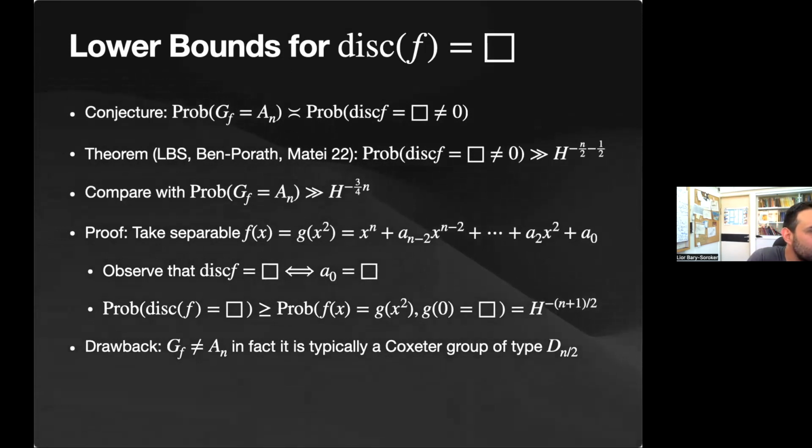I'm trying to see. Pavel, are you nodding? Do you know what is a Coxeter group of type D_{n/2}? Yes, we can assume that.